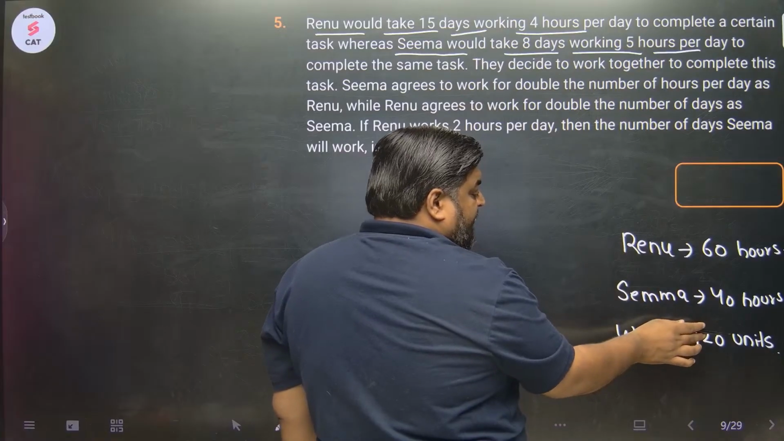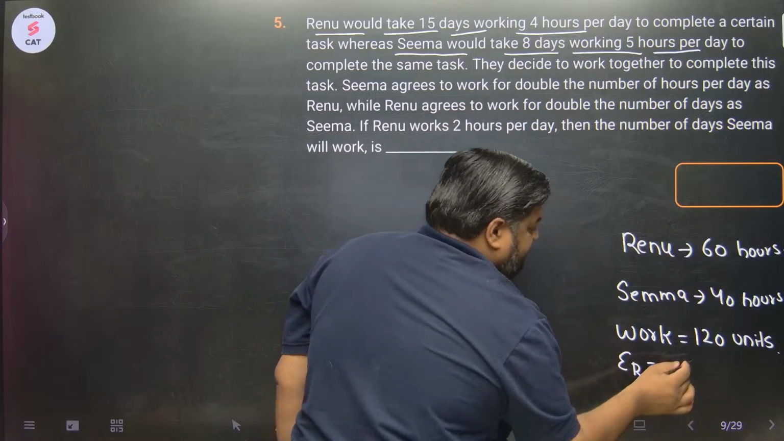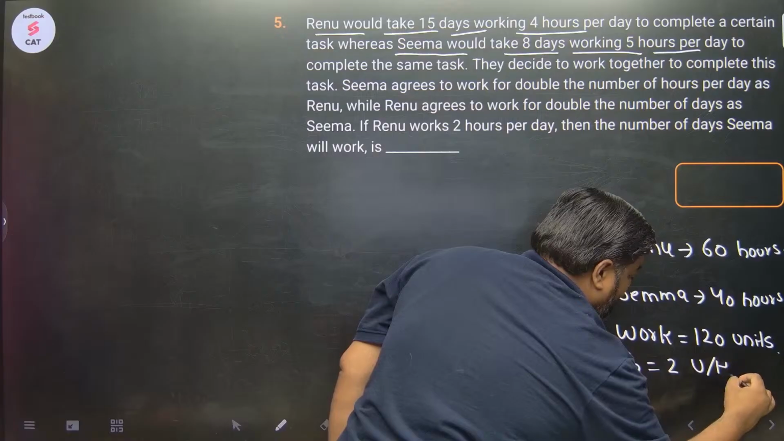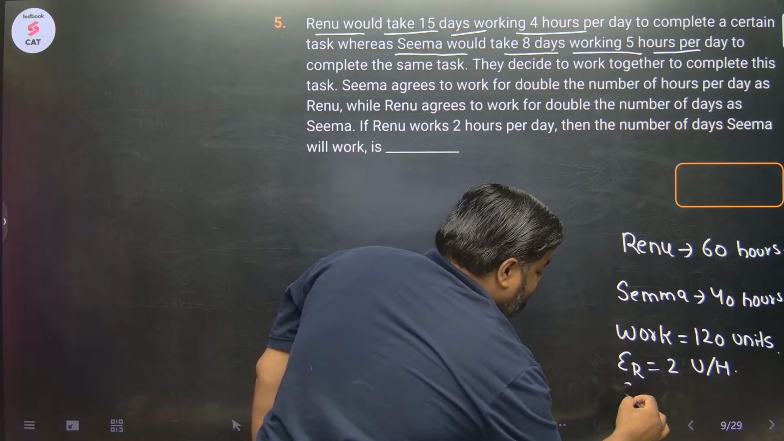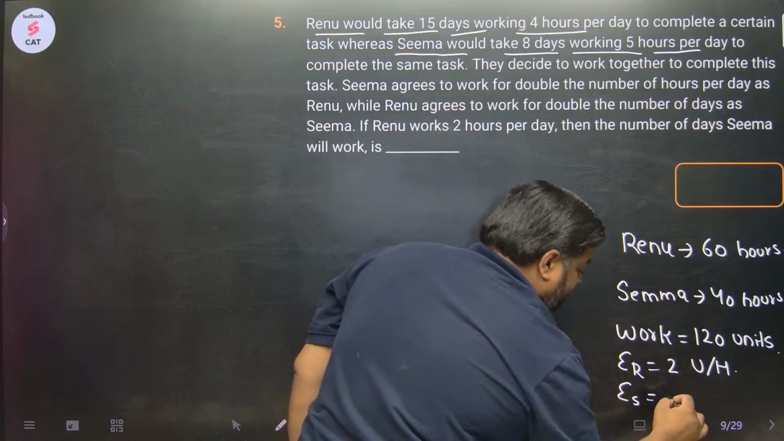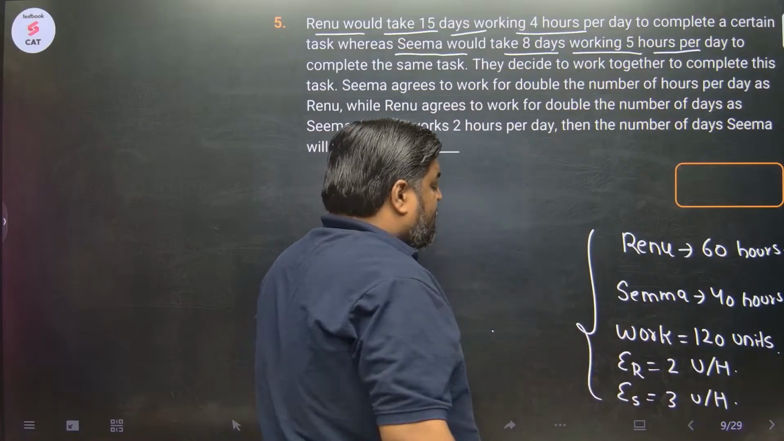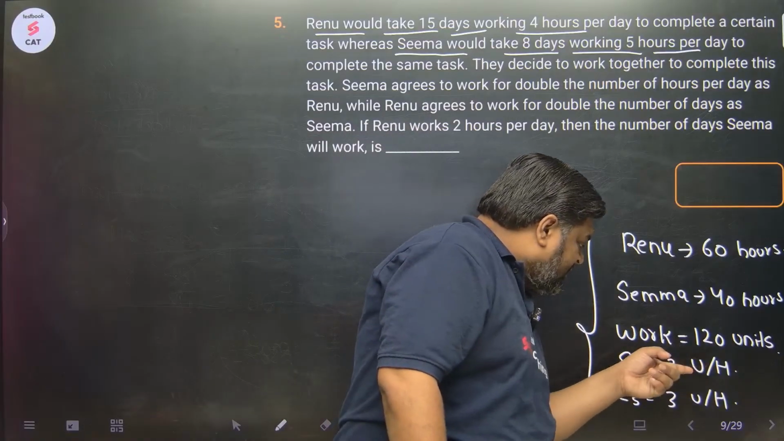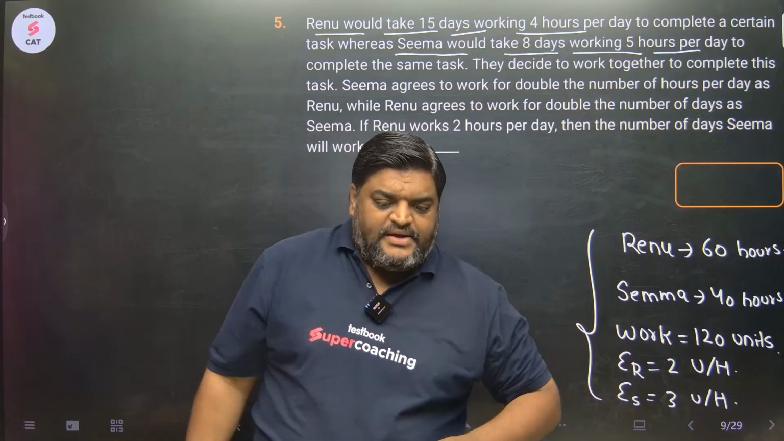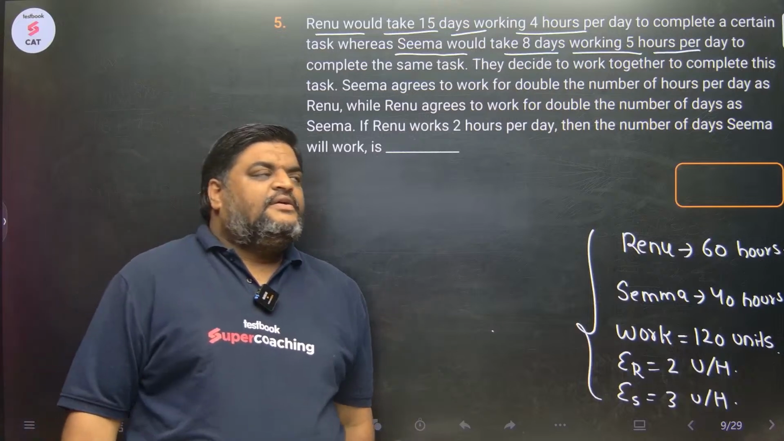Renu can complete 120 units work in 60 hours. So what is the efficiency of Renu? Efficiency of Renu is 120 by 60, 2 units per hour. Similarly, efficiency of Seema is 3 units per hour, 120 by 40. इसका मतलब क्या है कि अगर रेनू को 1 घंटा खुला छोड़ दिया जाए, तो रेनू will complete 2 units of work. सीमा को 1 घंटे के लिए फ्री छोड़ दो तो सीमा will do 3 units of work. वेरी गुड.